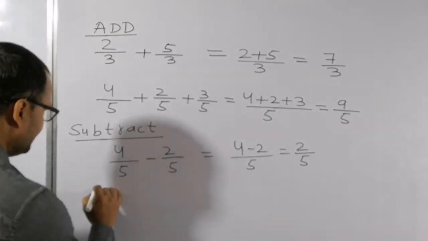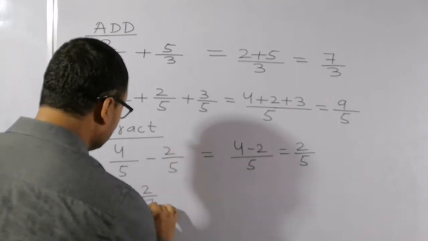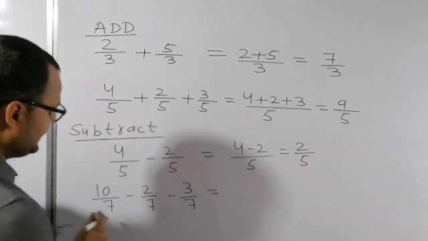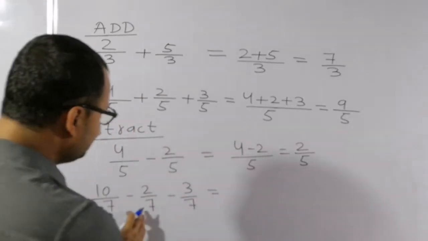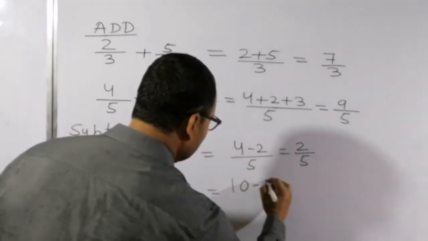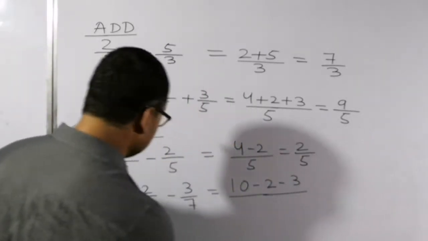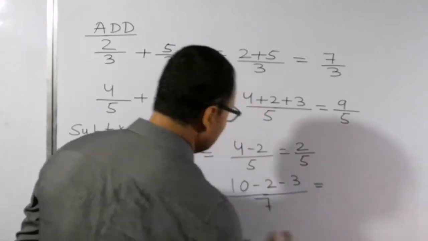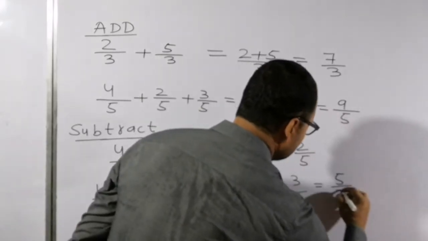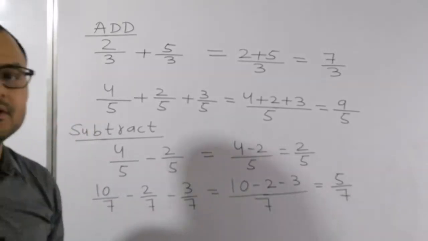If we have numbers like that, 10 by 7 minus 2 by 7 minus 3 by 7, we do the same method. If you check, these are like fractions. This is 10, so 10 will come, minus 2 will come, minus 3 will come, and one time 7 will come. Now 10 minus 2 is 8, 8 minus 3 is 5. Then the answer is 5 by 7. So this is addition and subtraction of like fractions.